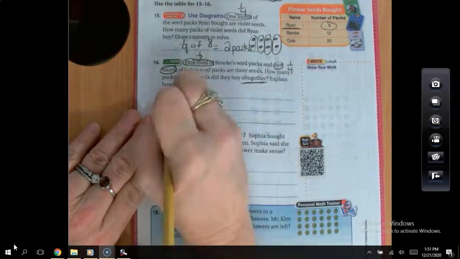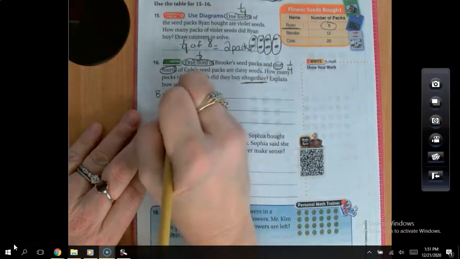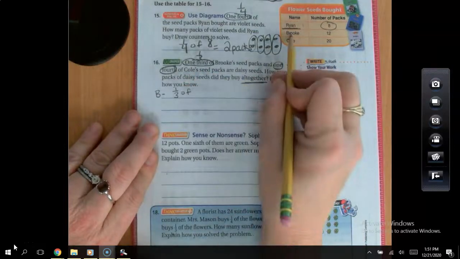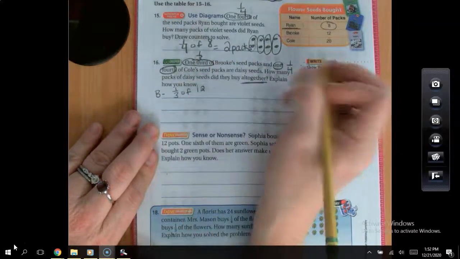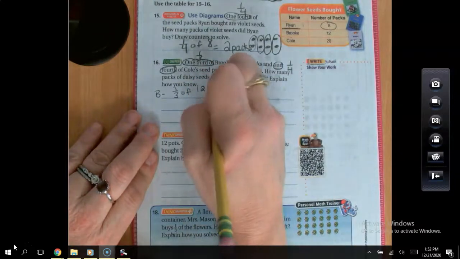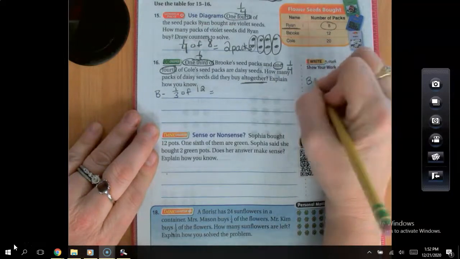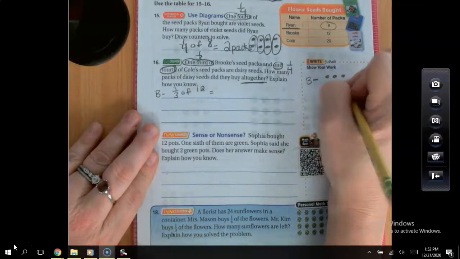Brooke has 1/3. I'm going to put a B for Brooke, okay? She has 1/3 of how many? Let's look at Brooke. 12. She has 1/3 of 12, okay? Now, you can draw your picture. So I'm going to come over here to my board. I'm going to put a B. 1, 2, 3. I'm going to keep on going for 3s until I get to 12.